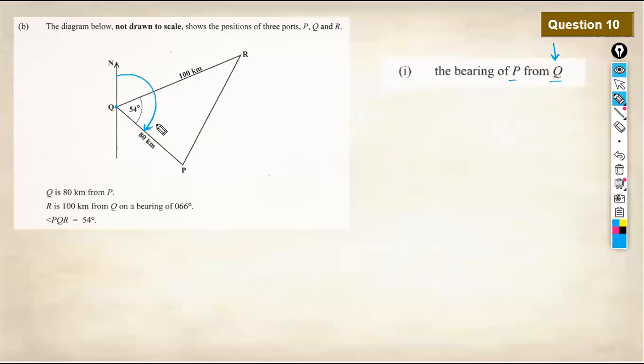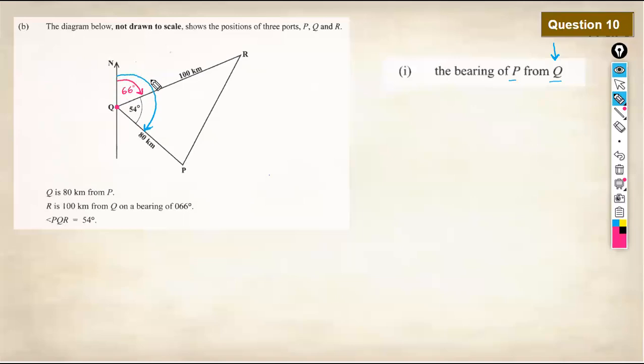Anybody wants to take a different guess? Because they gave us some more information. R is 100 kilometers from Q on a bearing of 66. They did not put in this piece of information here. So that means if you're standing at Q and bearings is always measured from north, if you want to turn in a clockwise direction in order to face R, that angle would be 66 degrees.